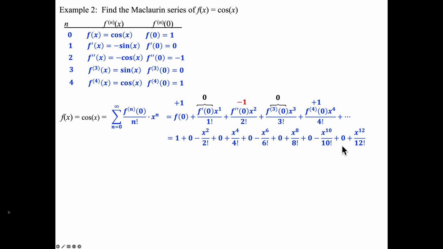So here's what my new terms would look like if I expanded this. 1 plus 0 minus x squared over 2 factorial plus the 0. Again, we're going to drop these off when we rewrite this out. X to the 4th is positive, x to the 6th negative, x to the 8th positive, x to the 10th negative. So here's my new series.